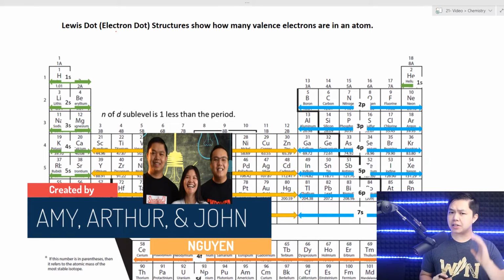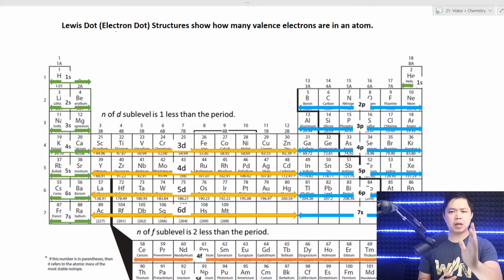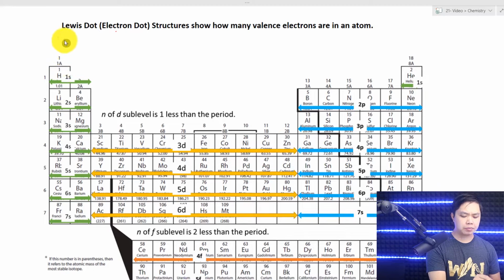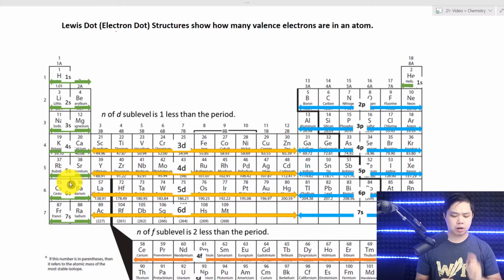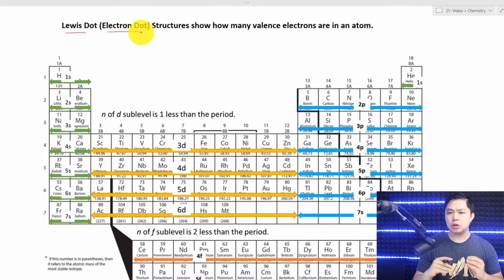In the previous lesson, we learned how to look at the periodic table and determine the number of valence electrons in each atom based on the group number. The group number tells you the number of valence electrons. For example, all the atoms in group 1A have 1 valence electron, and all the atoms in group 3A have 3 valence electrons. Now we are going to look at those facts and draw Lewis dot structures, or electron dot structures, to show how many valence electrons are in an atom.